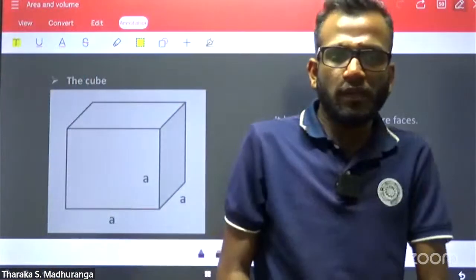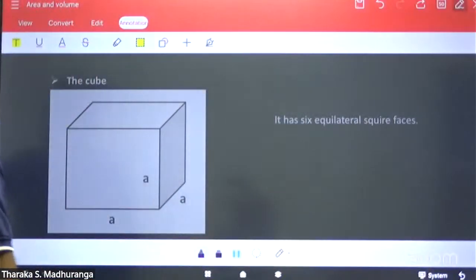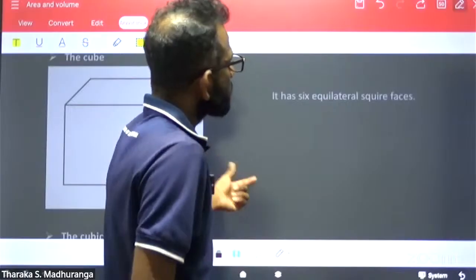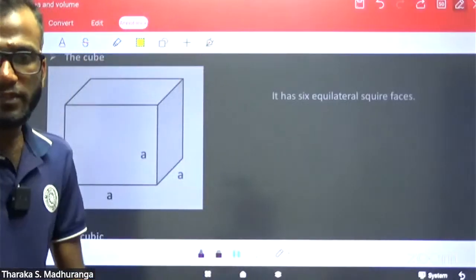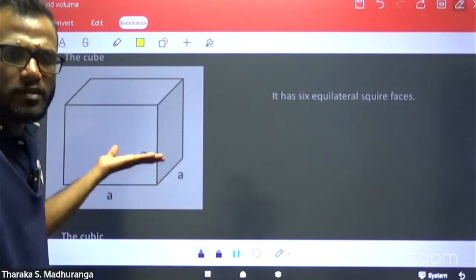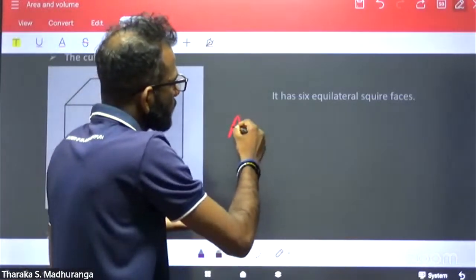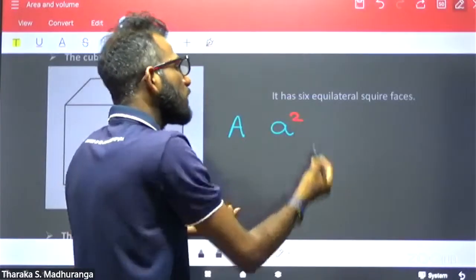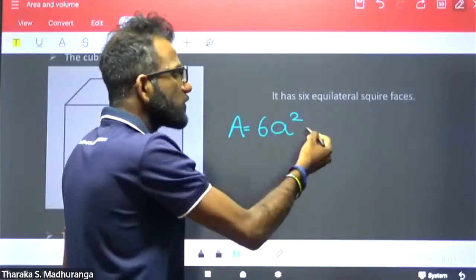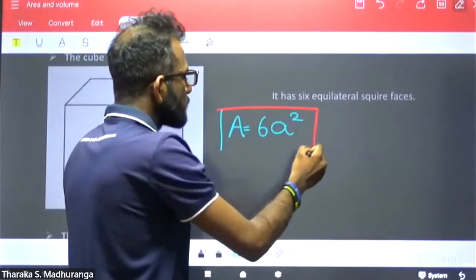Okay, write down the first 3D object, the cube. It has 6 equal square faces. Now you already know, what is the area? You can get the area of 1 square, which is a squared. Then multiply by 6. Then 6a squared is the area. Write down the equation: 6a squared.